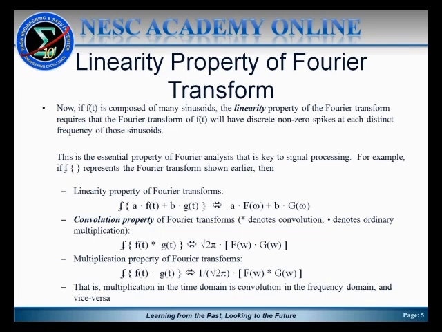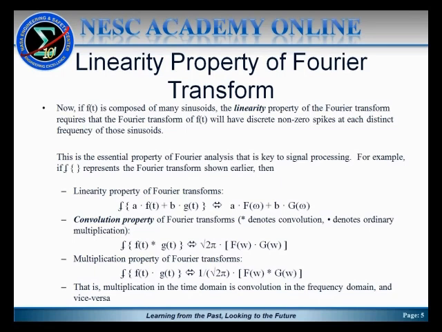The convolution property, which we'll define what convolution means on the next slide, the convolution property of Fourier transforms, where in this case an asterisk would define convolution and a dot would denote ordinary multiplication: the Fourier transformation of the convolution of f of t and g of t would be proportional to the product of the Fourier transforms of f and g.